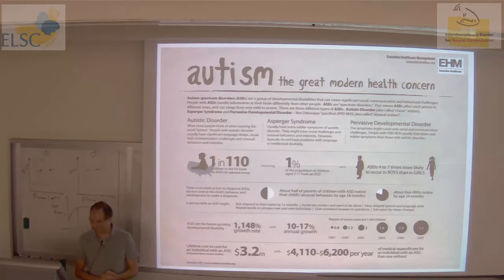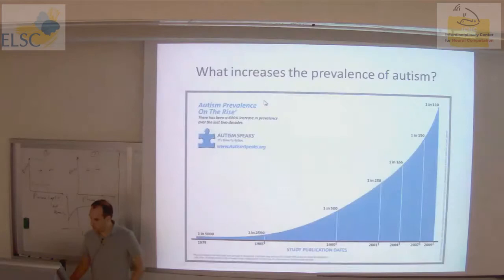And there is also an increase in the prevalence of autism with years. You can see it in the following graph that I took from Autism Speaks. The x-axis is the years, and the y-axis is the prevalence. You can see that it goes from 1 in 5,000 in 1975 to 1 in 110 in 2009, and it's still increasing with time. How much of that occurs because of changes in definitions? Okay.